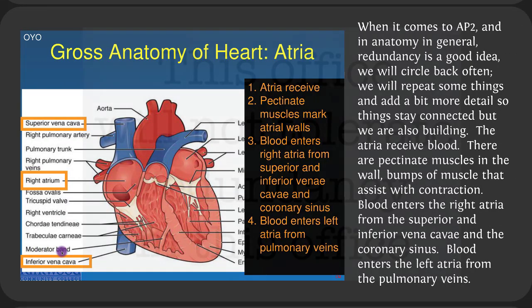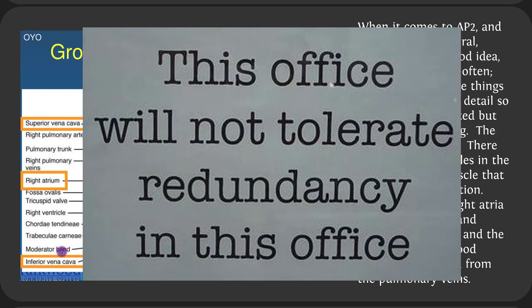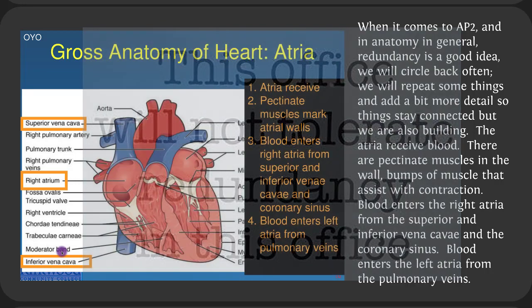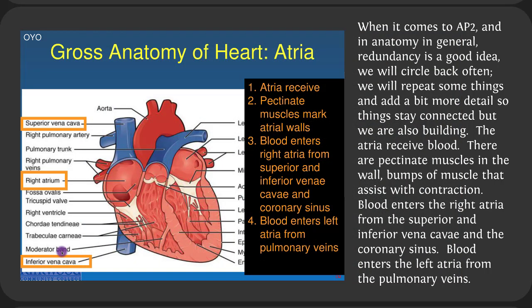When it comes to A&P 2 and in anatomy in general, redundancy is a good idea. We'll circle back often. We'll repeat some things and add a bit more detail so things stay connected, but we're also building. The atria receive blood. There are pectinate muscles, little bumps of muscles that assist with contraction. Blood enters the right atria from the superior vena cava, the inferior vena cava, and a structure we'll talk about later called the coronary sinus.